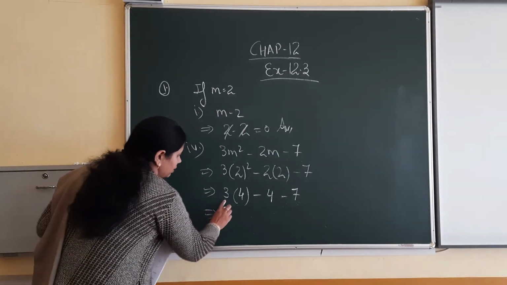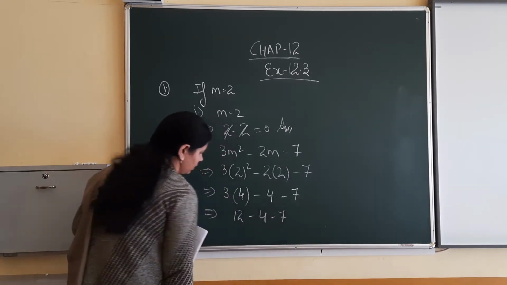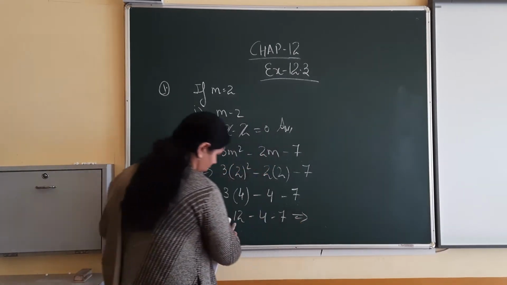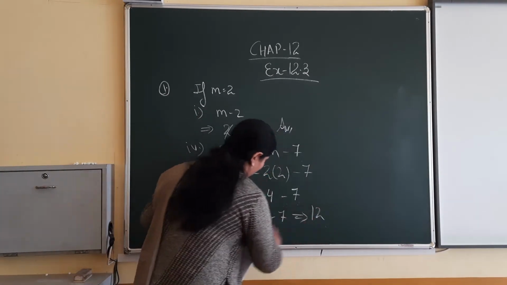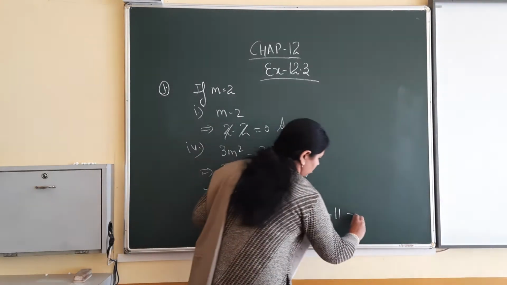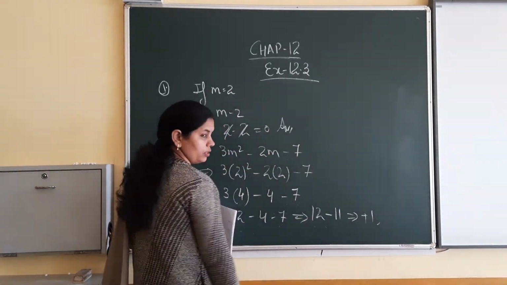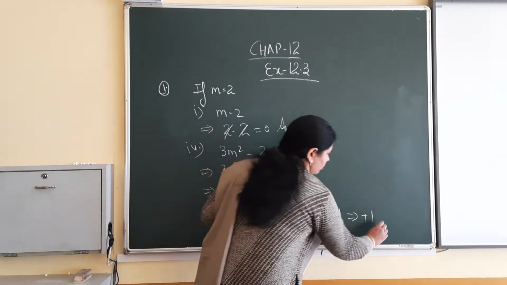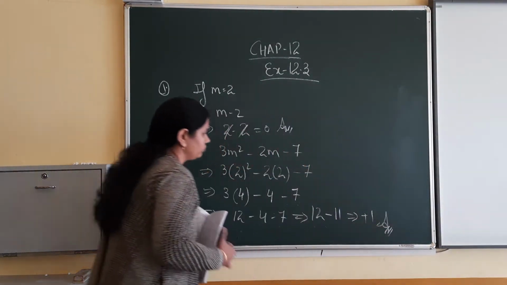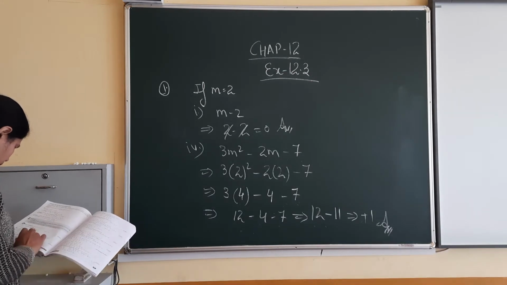In the next step, multiply 3 into the bracket, so it becomes 12 minus 4 minus 7. After this step, keep this 12 as it is; minus 4 minus 7 gives minus 11. Now 12 minus 11 gives plus 1, because 12 is the greater number and has a plus sign, so the answer will be plus 1. You can find out the other questions also in this way.